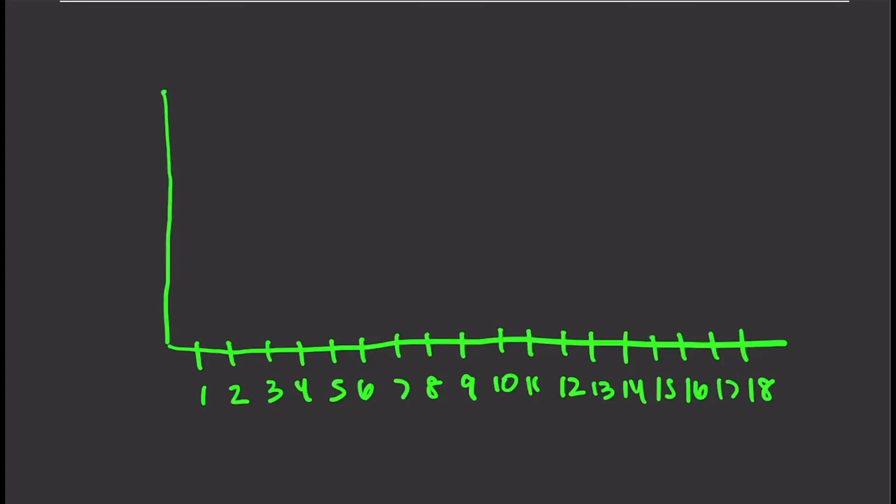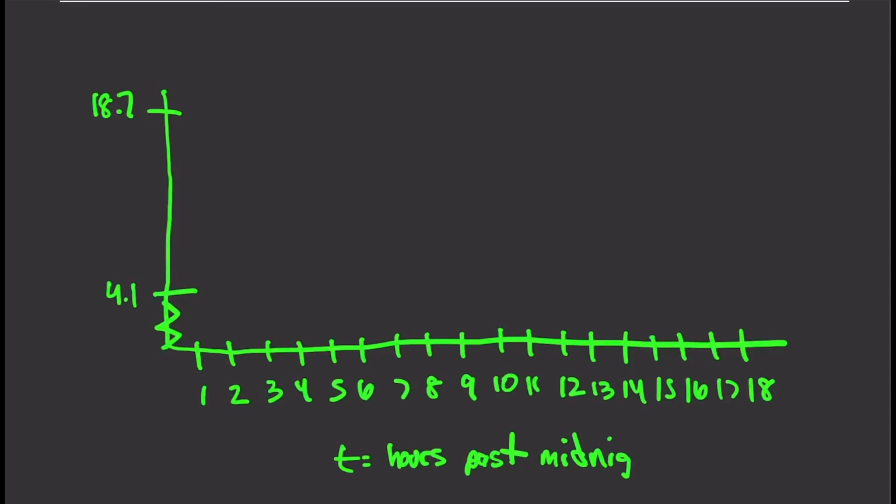Okay, now I know low tide they said was 4.1. So I'm just going to put a mark here at low, 4.1. I'm just putting a little bit of a break. And then high tide they said was 18.7. So this right here I'm going to label t equals hours past midnight. And this axis here is going to be depth, and that was in meters.